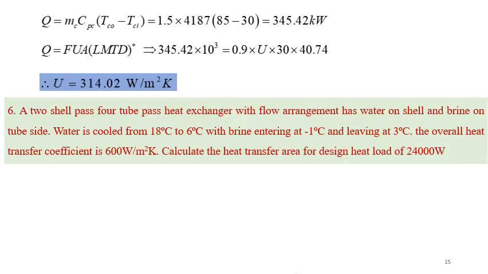Here, a 2 shell pass 4 tube pass heat exchanger with flow arrangement has water on the shell side and brine on the tube side. Water is cooled from 18 degrees centigrade to 6 degrees centigrade, with the brine entering at -1 degree centigrade and leaving at 3 degrees centigrade. The overall heat transfer coefficient is 600 watt per meter square Kelvin. Calculate the heat transfer area for a design heat load of 24,000 watt. So please go through this question clearly.